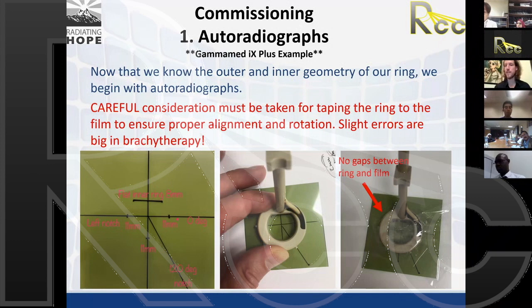Tape it down tightly. Again, this is a GammaMed iX Plus example, as you'll see in a lot of these, because that's what I have, but I'm teaching the techniques of how to do something, so it's easy to translate what I'm telling you to your own system. But just to note that a lot of these are for GammaMed iX examples that you're actually looking at.